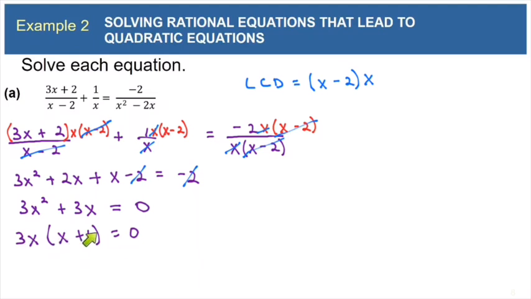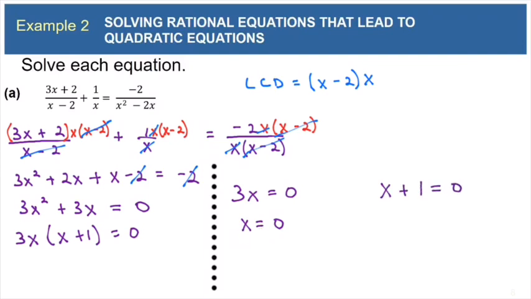And if this times this equals 0, it means one of these has to be 0. So if 3x equals 0, and we divide both sides by 3, that means x equals 0. And if x plus 1 equals 0, and we subtract 1 from both sides, that means x equals negative 1. So our two potential solutions are 0 and negative 1, but we need to make sure that neither one of them is a restriction.